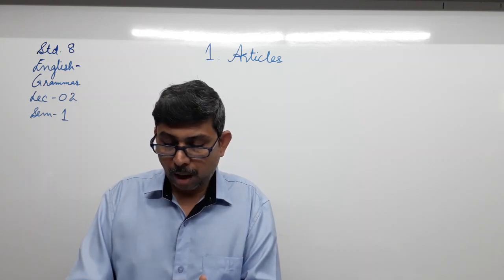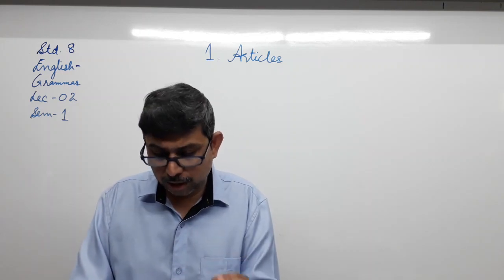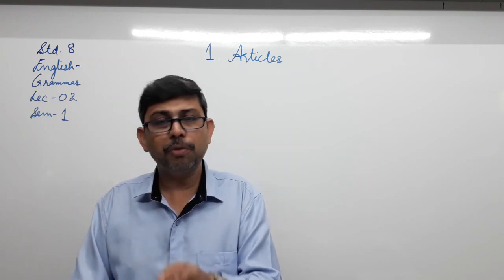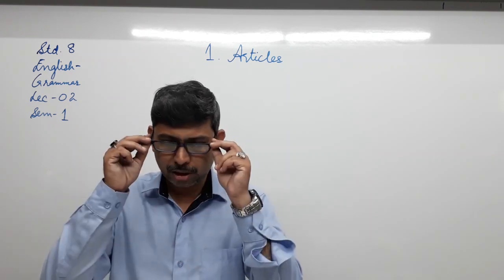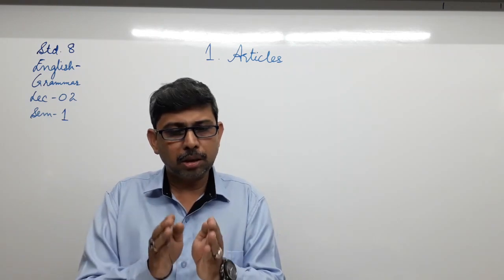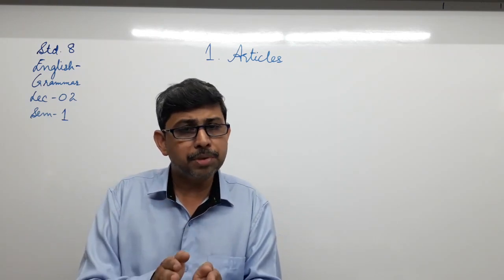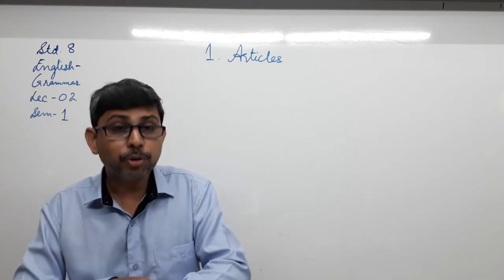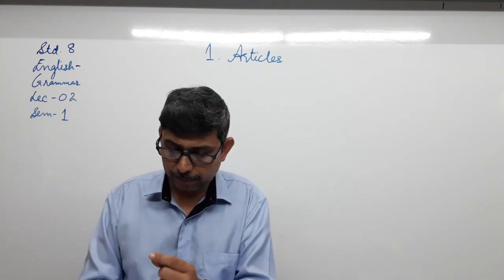The third rule: before a noun, the article the is used before a noun made definite by addition of a phrase or a clause. When you apply a phrase or a clause, that particular set of words or that noun becomes a definite one and not an indefinite one. Therefore, we have to use the article the and not a or an.